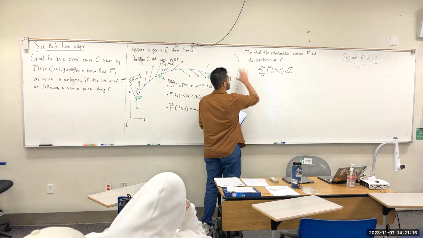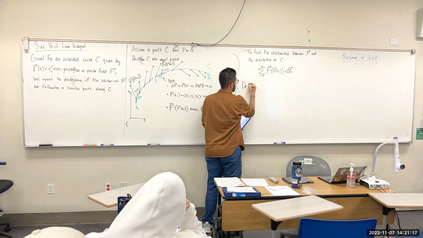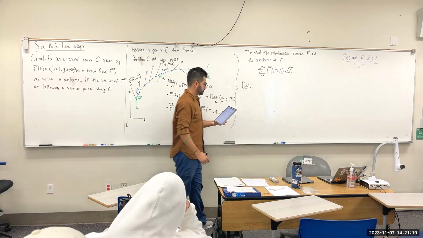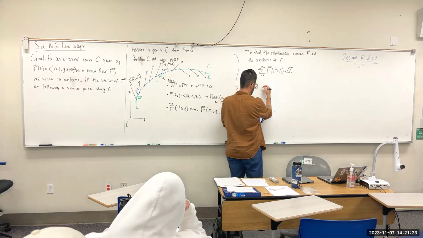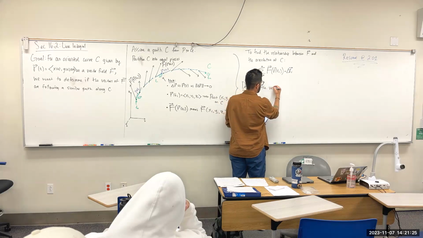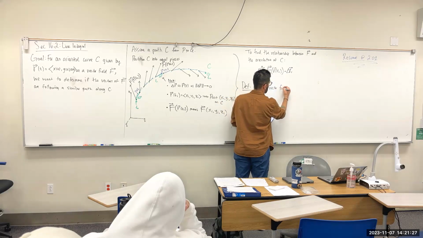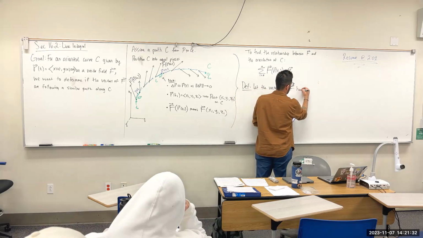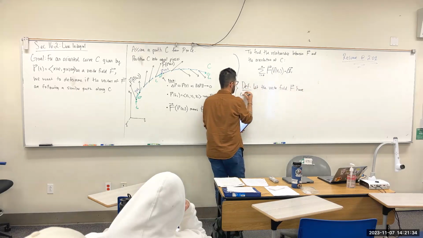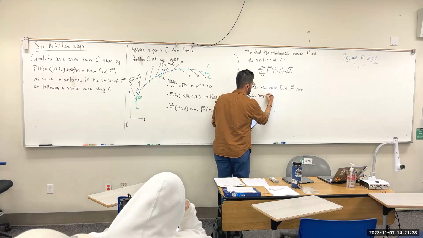Okay. So we use this idea here to define what a line integral is going to be. You need to go along a line. So we're going to say, let the vector field, capital F, have continuous component functions.